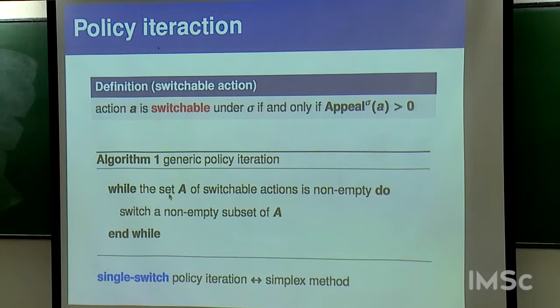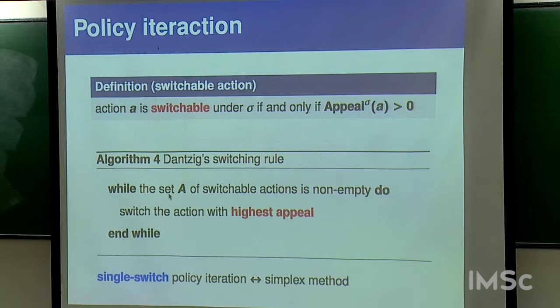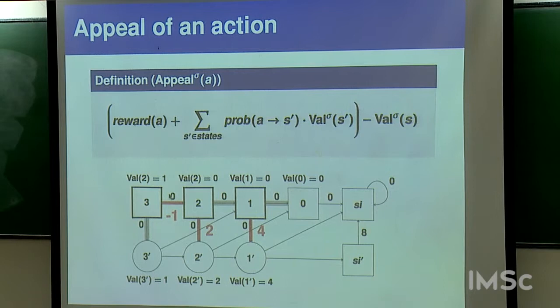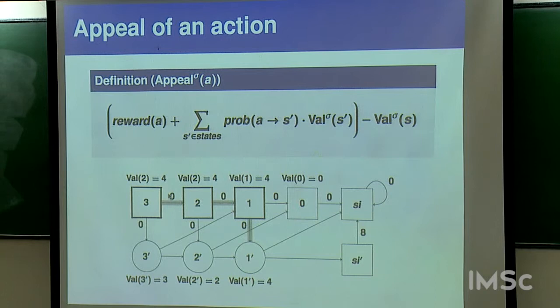Okay, so Danzig's switching rule is to pick the single action that has the highest appeal. Fine. So, in this case, that would be switching this guy. And you can see what happens when we do. We're still not actually optimal. I'm not going to go through that. I'm running out of time. This is the unique optimal policy.